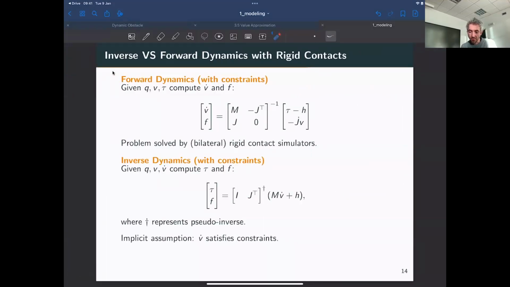And here we need to take the implicit assumption that the V dots that we are given as a target must satisfy the constraints on the rigid contact. So J V dot must be equal to minus J dot V. But that's reasonable. If you are given a motion to track, we expect this motion to be consistent with the geometry of the task we are trying to achieve.